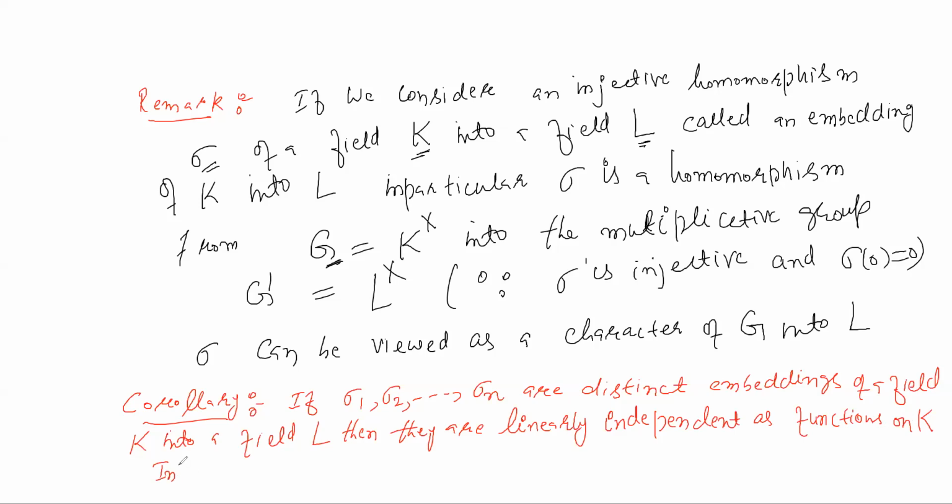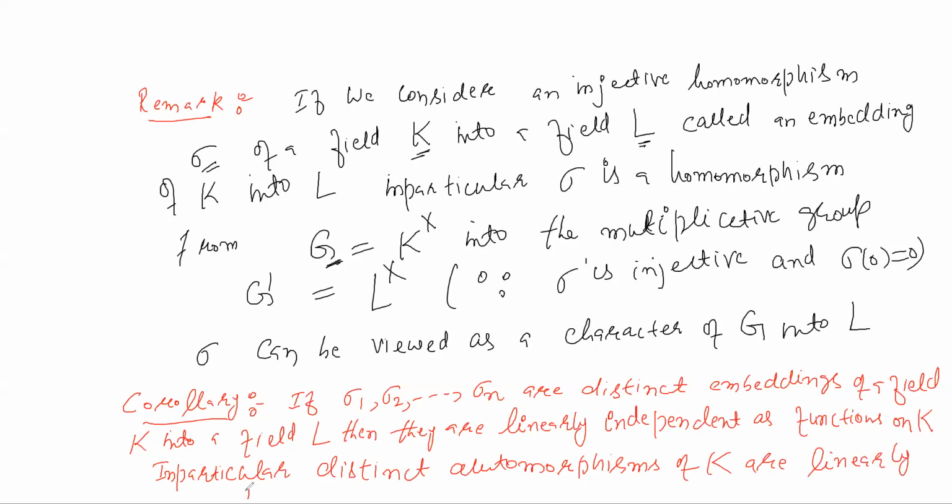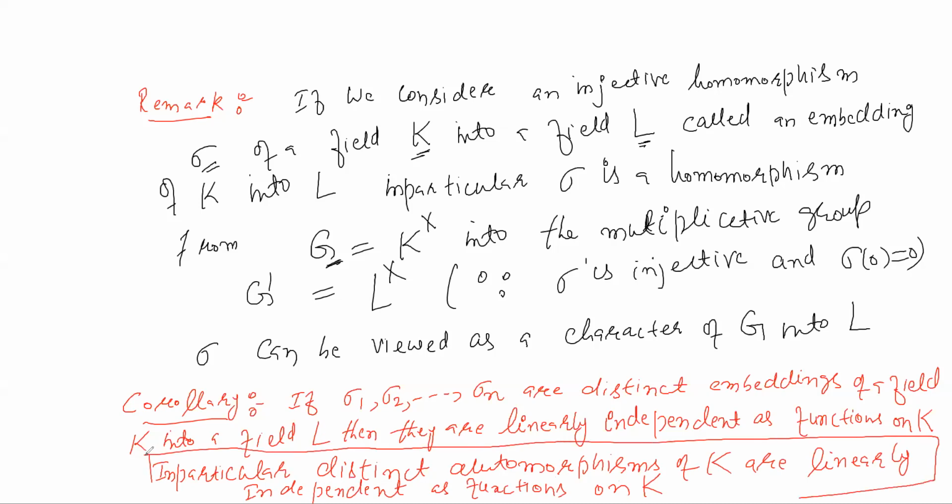In particular, distinct automorphisms of K are linearly independent as functions on K. So this is a very important conclusion, because we came to know a very important thing about automorphisms: distinct automorphisms are linearly independent as functions on K, and this would help us in our future results.